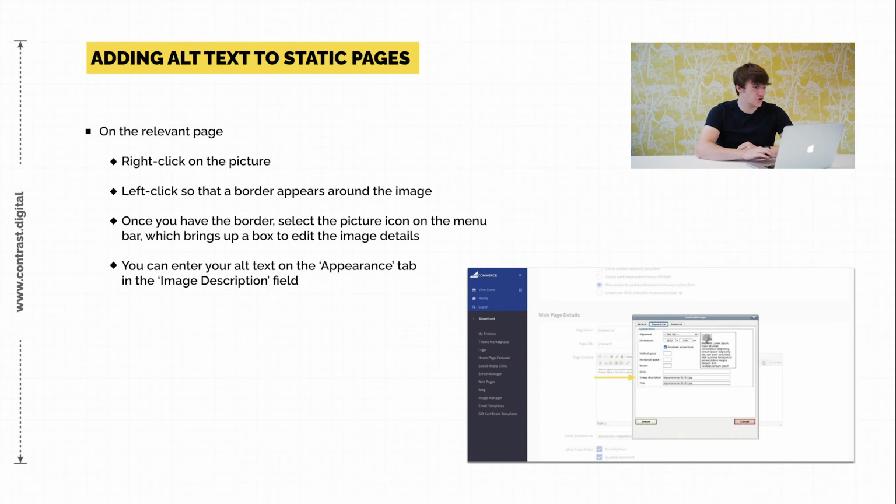So pretty much left click, a border comes around the image, and then you click on the image to edit the details, and then click on the appearance tab, as you can see here in this screenshot. Then just add in the image description field, and that'll achieve the same thing.